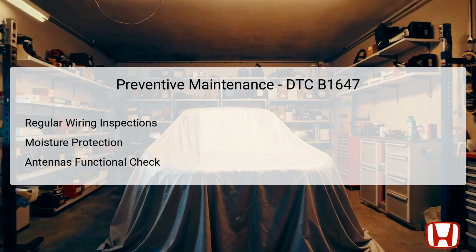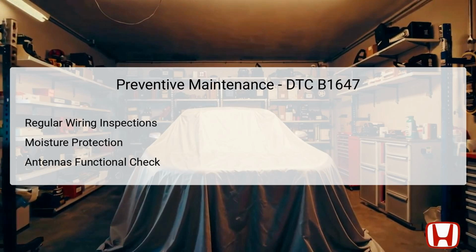Preventive maintenance is crucial in ensuring reliability for electronic components, including the front passenger's door antenna circuit. Regular wiring inspections can help detect potential issues such as abrasions and corrosion before they become significant problems. In addition, using protective measures against moisture, such as applying sealants or ensuring proper gaskets, can significantly reduce the risk of corrosion affecting the wiring and connectors.